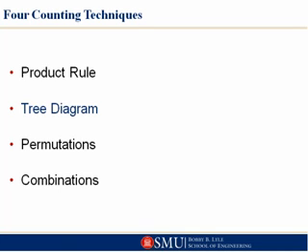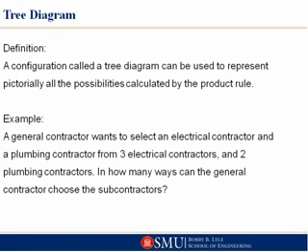Now let's take a look at tree diagrams. A configuration called a tree diagram can be used to represent pictorially all the possibilities calculated by the product rule. Example: a general contractor wants to select an electrical contractor and then a plumbing contractor from 3 electrical contractors and 2 plumbing contractors. How many ways can the general contractor choose subcontractors? So actually order doesn't matter in the sense that he or she, the general contractor, needs 1 electrical contractor and 1 plumbing. So I mentioned the general contractor might be a home builder or something like that.